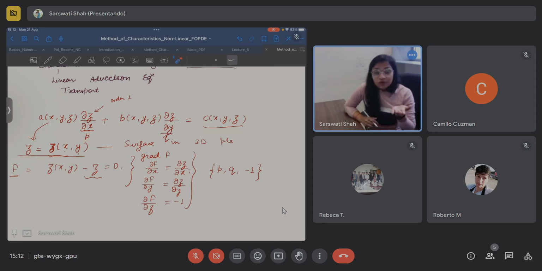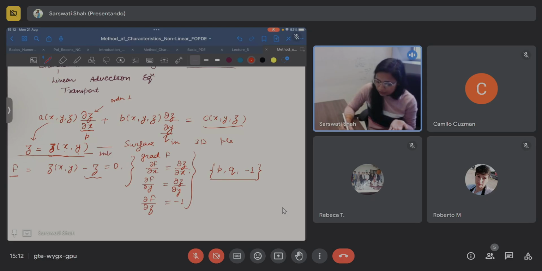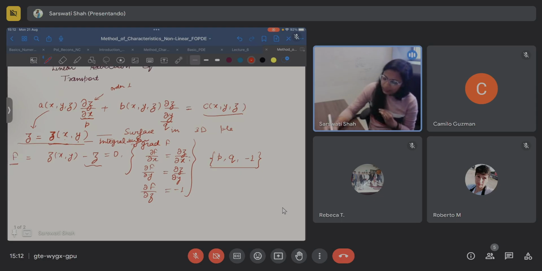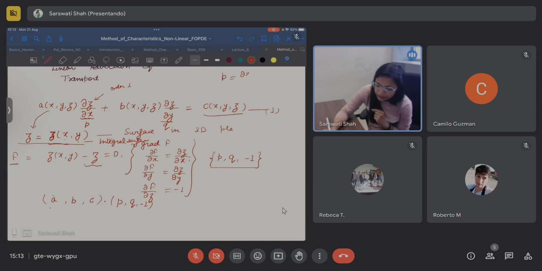Now we know that this is normal to the solution surface, which is also known as the integral solution surface. So if this is normal to the solution surface, then we can write this equation as a comma b comma c, a vector field depending on x, y, z, dot product with the vector p, q, minus 1. Always keep in mind that p is del z over del x and q is del z over del y, or if u is the dependent variable, then it can also be written that way. The derivative of the dependent variable with respect to x I have given the notation p, and with respect to y the notation q. So the dot product of this normal with this vector is going to be 0.